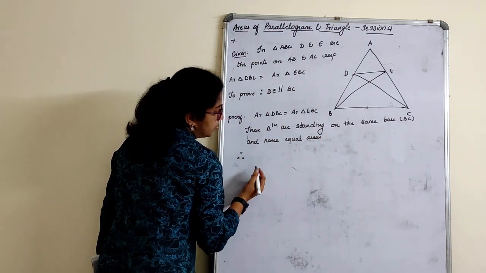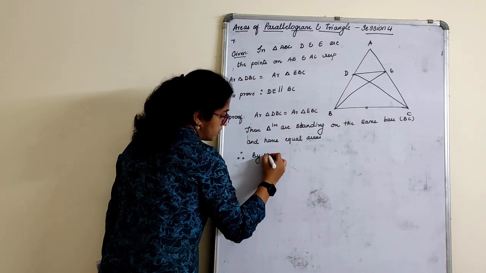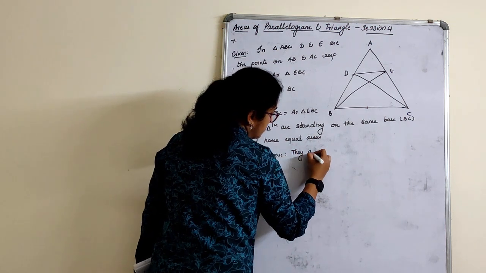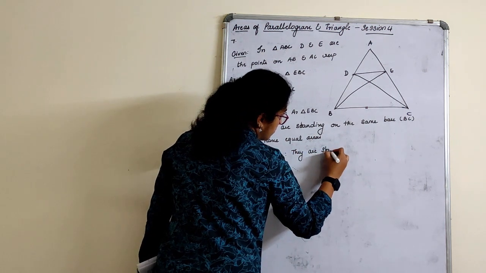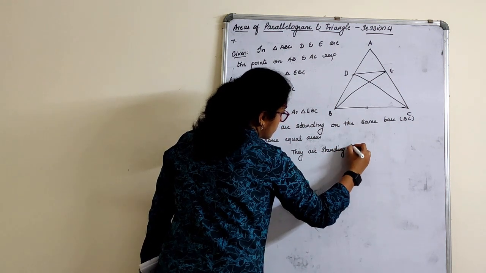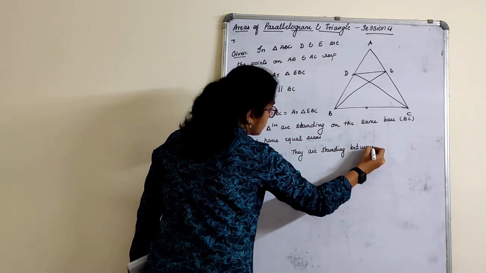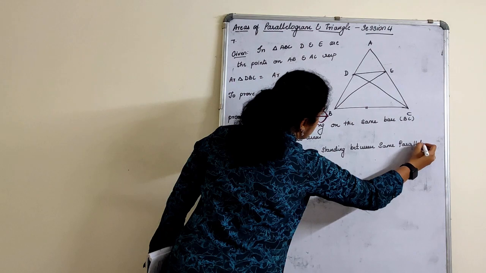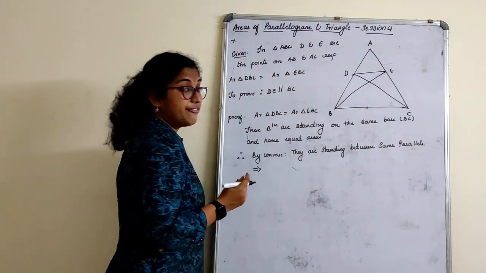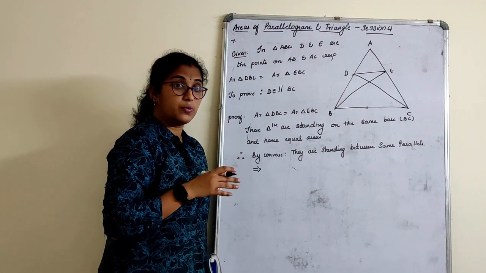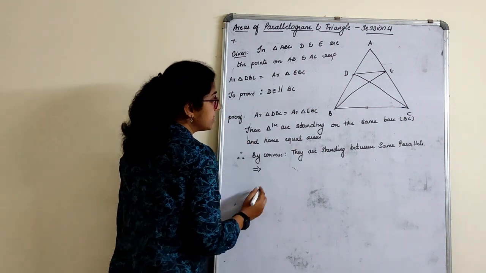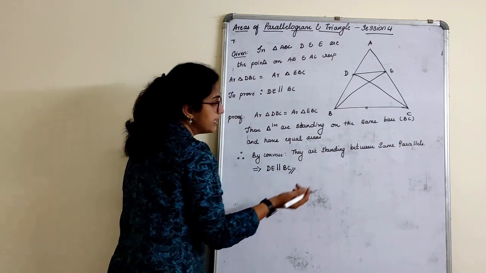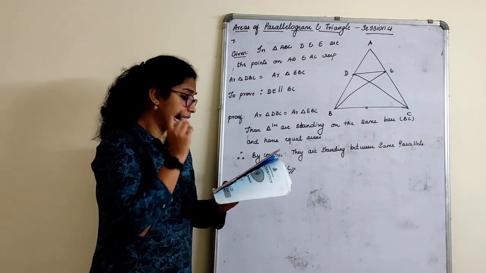Therefore, by converse, they are standing between same parallels. This implies, if I have discussed this, if the areas of the triangles are equal and they are standing on the same base, that means they stand between the same parallels. DE parallel to BC. Hence proved. A very simple one. Yeah, make a note children.